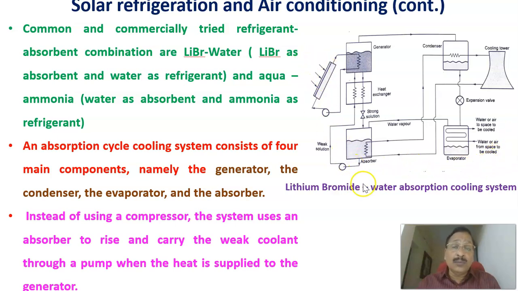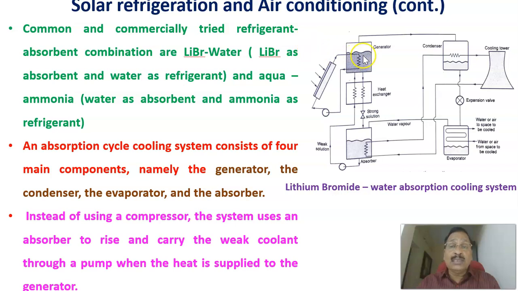Now, this is the schematic diagram of a lithium bromide water absorption cooling system. This is shown here. And the main absorption cycle consists of 4 main components.